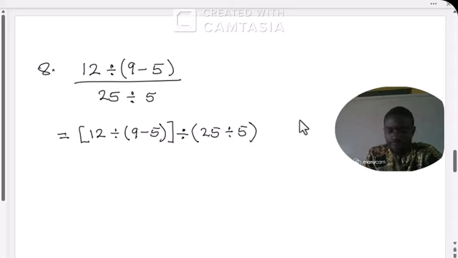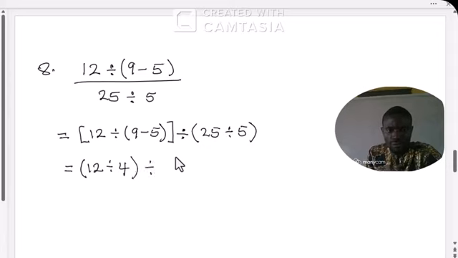From the order BODMAS, bracket first. We have two brackets, one after the other. Now 12 divided by, let's clear this bracket. That is 9 minus 5, so it's going to give you 4. 9 minus 5 equals 4. So we close the bracket. Divided by this one too. We can clear this bracket at the same time.